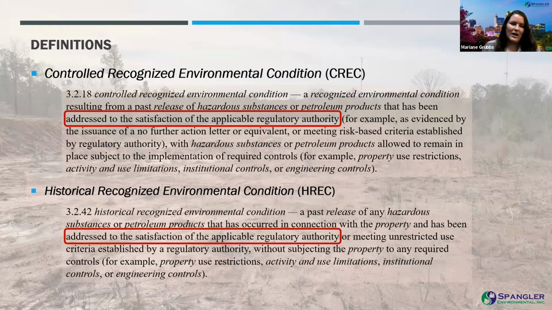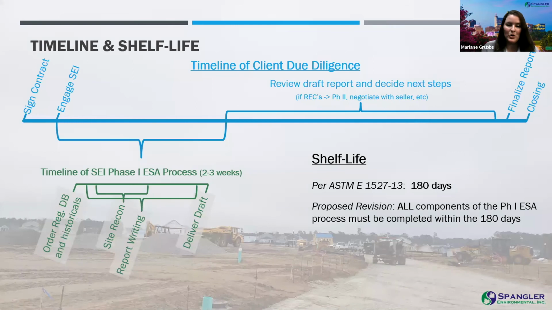So now that our conclusions are drawn and we've qualified all of our findings appropriately as an REC or other designations, Cal will send you a draft of the report and discuss next steps with you. One of the last revisions being considered for the new version of the standard is to clarify the language of the lifespan of the report. So the current standard establishes that 180-day shelf life, but it doesn't really specify when that clock starts.